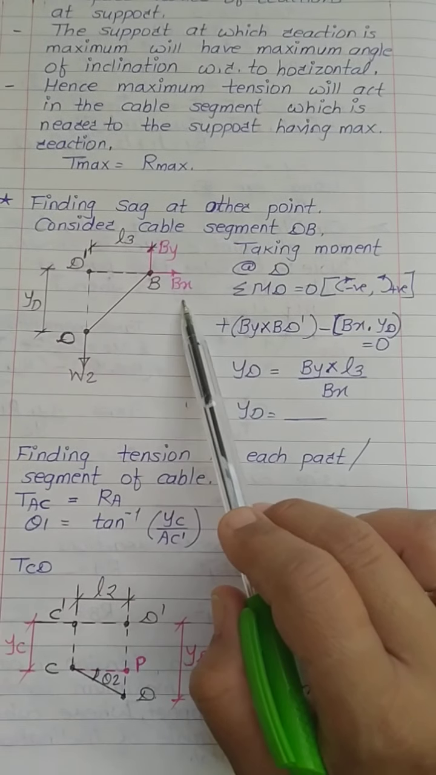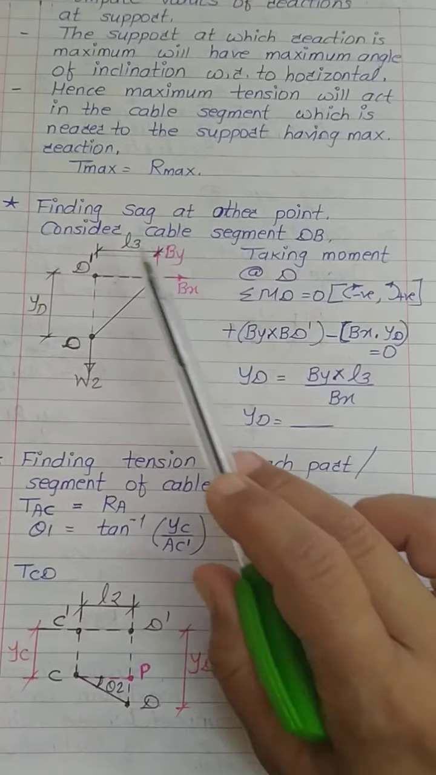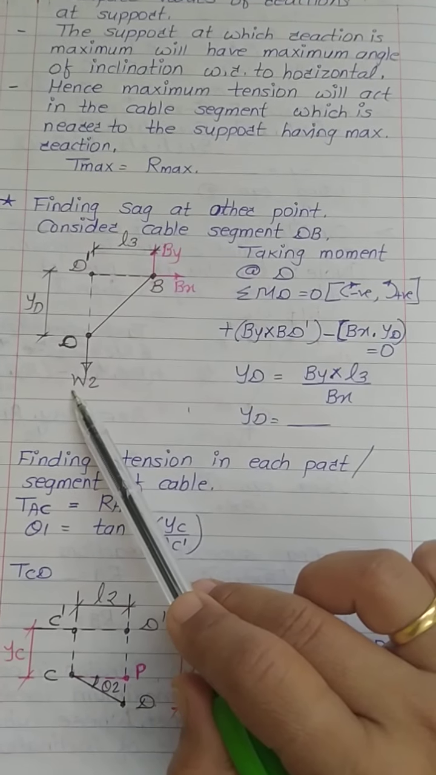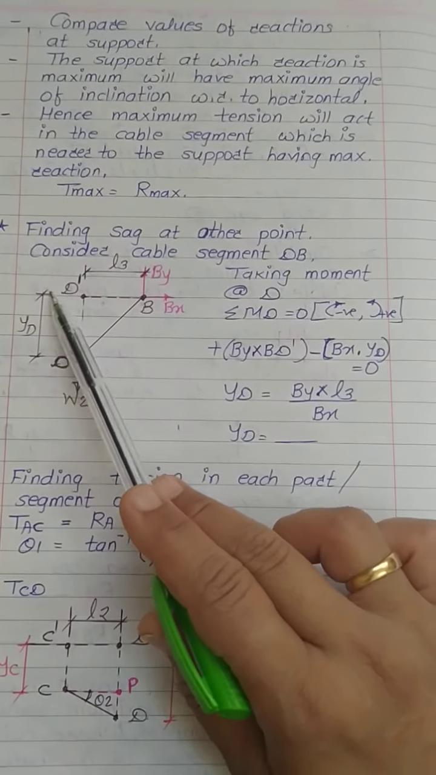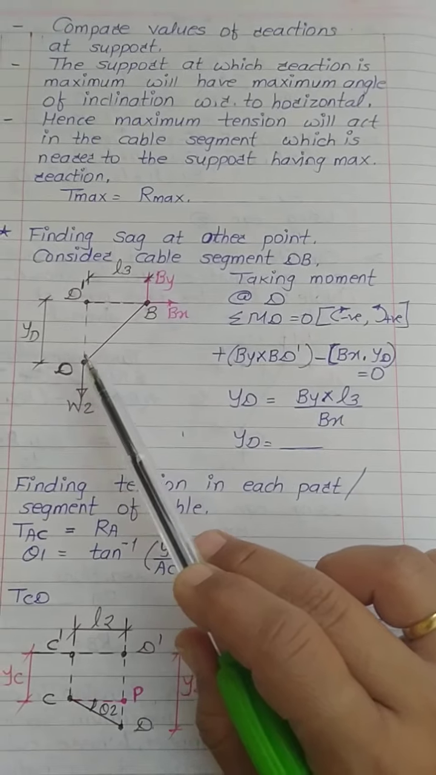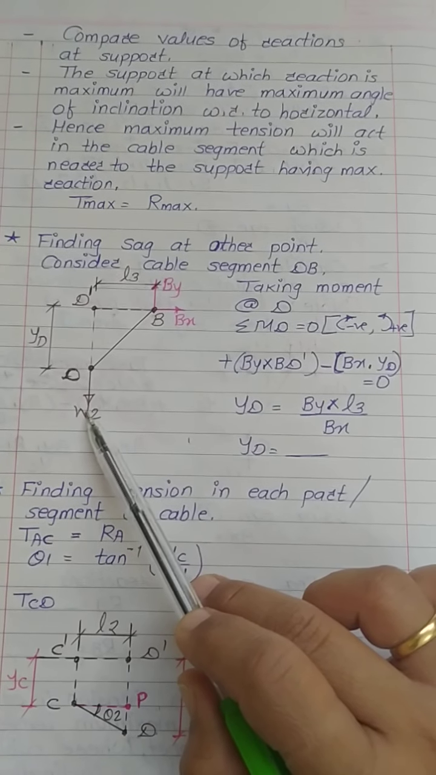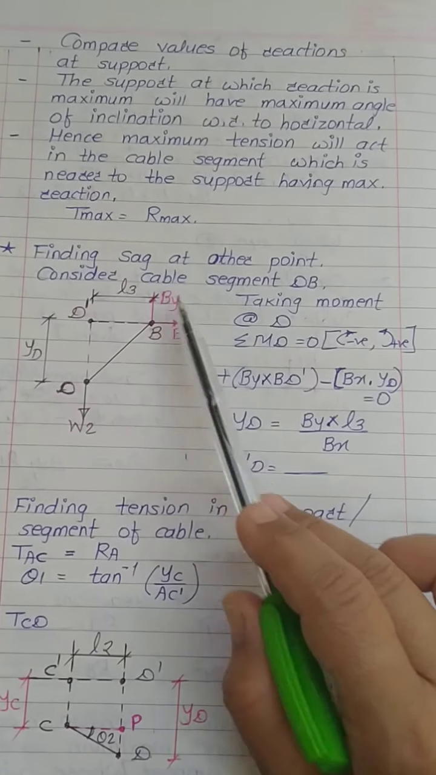Now already we have calculated these support reactions, so we know these values. We know the value of L3, we know the value of W2. Unknown is just YD. Now again, to determine this YD, I will take moment of all forces about point D. So if you consider this W2 force, its moment about point D will become 0. Now consider these two forces.